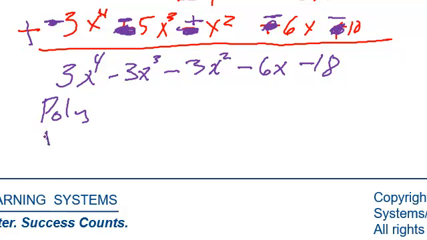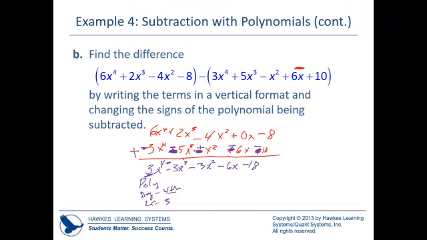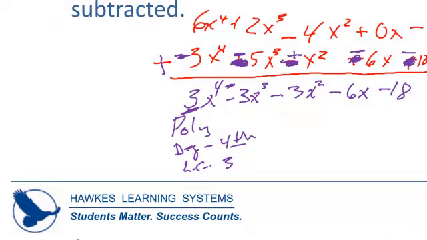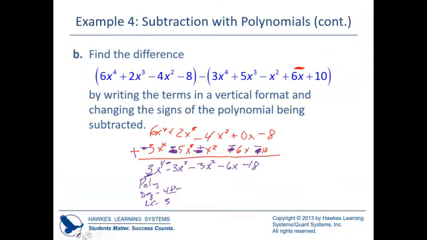The highest degree would be a fourth degree, and what's my leading coefficient? It would be 3, since it's associated with the largest exponential value. And so there's my answer right there. Oops. Not what I wanted to do.